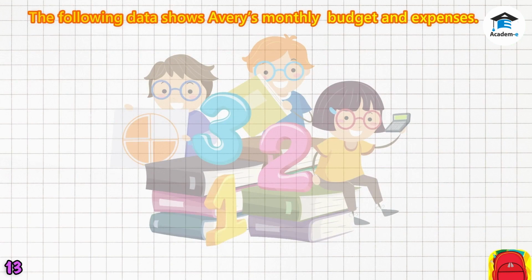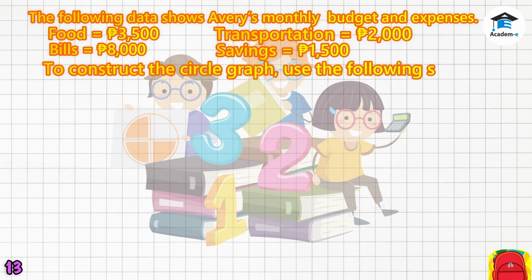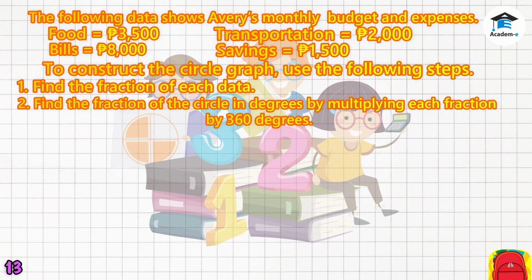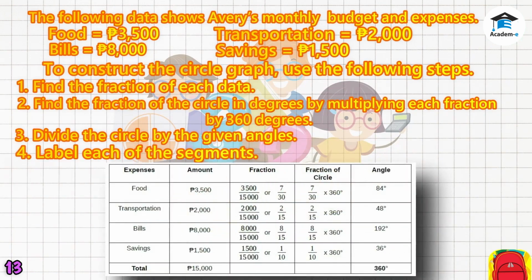The following data shows Avery's monthly budget and expenses. Food is 3,500 pesos. Transportation is 2,000 pesos. Bills is 8,000 pesos. Savings is 1,500 pesos. To construct the circle graph, use the following steps. 1. Find the fraction of each data. 2. Find the fraction of the circle in degrees by multiplying each fraction by 360 degrees. 3. Divide the circle by the given angles. 4. Label each of the segments.